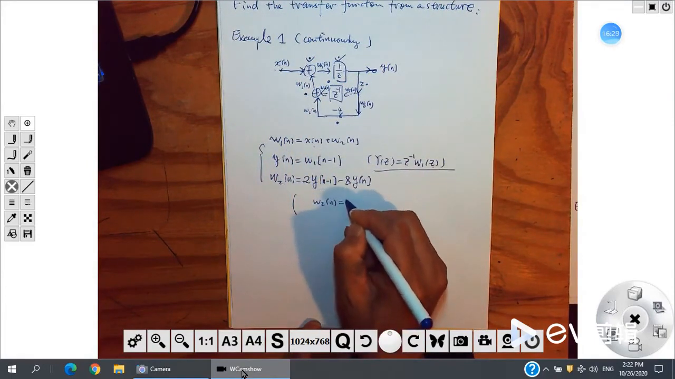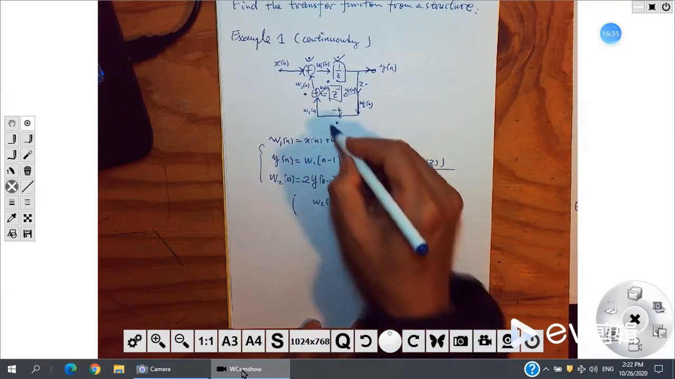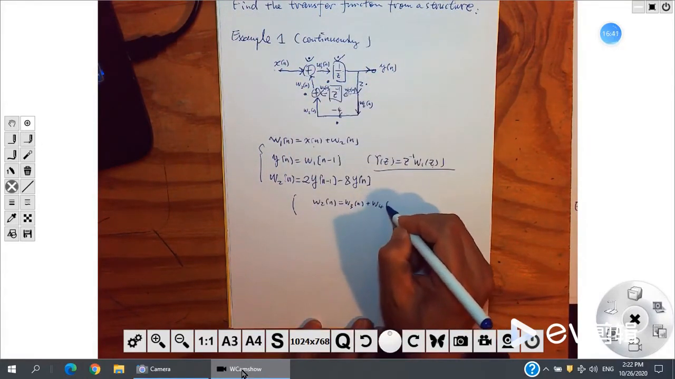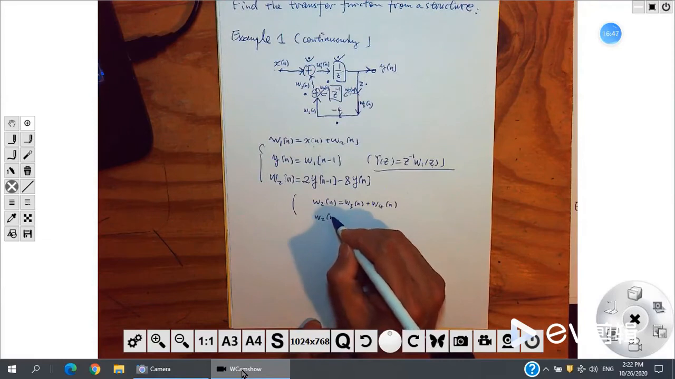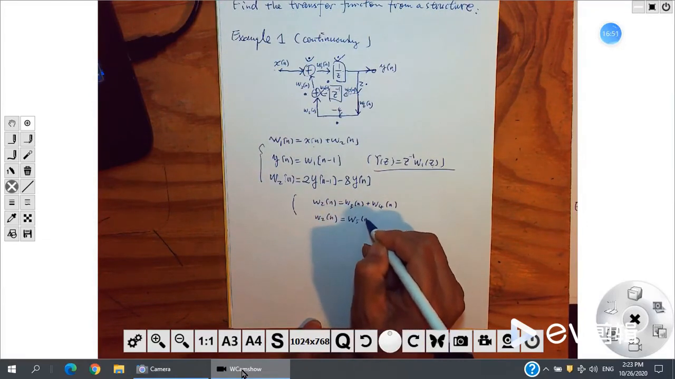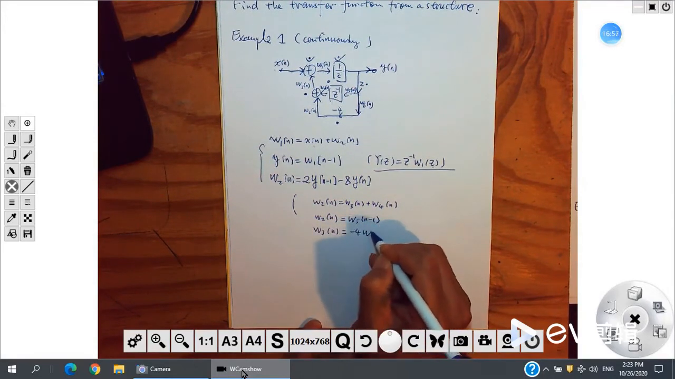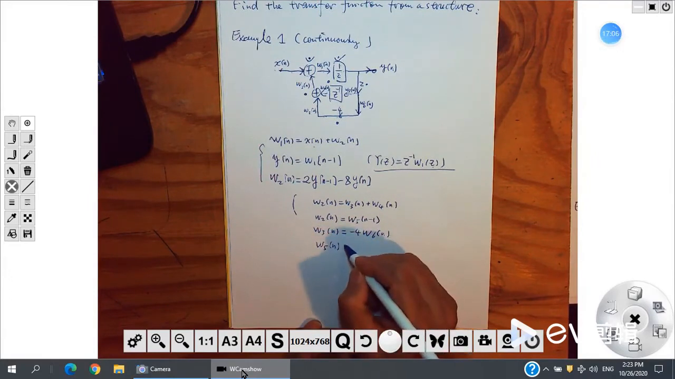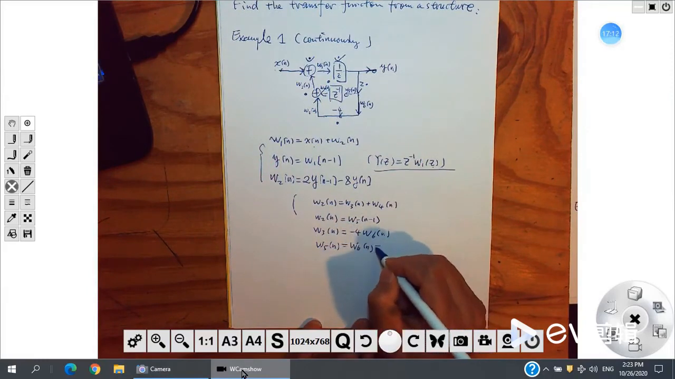will be the summation of W3 and W4 of n, right? This is W2, this is the summation, and the W2 is delay of W5, and the W3, it is negative 4 times W6, and the W5 actually is the same as W6, right? These two are the same signal, and both are 2 times y of n, right?